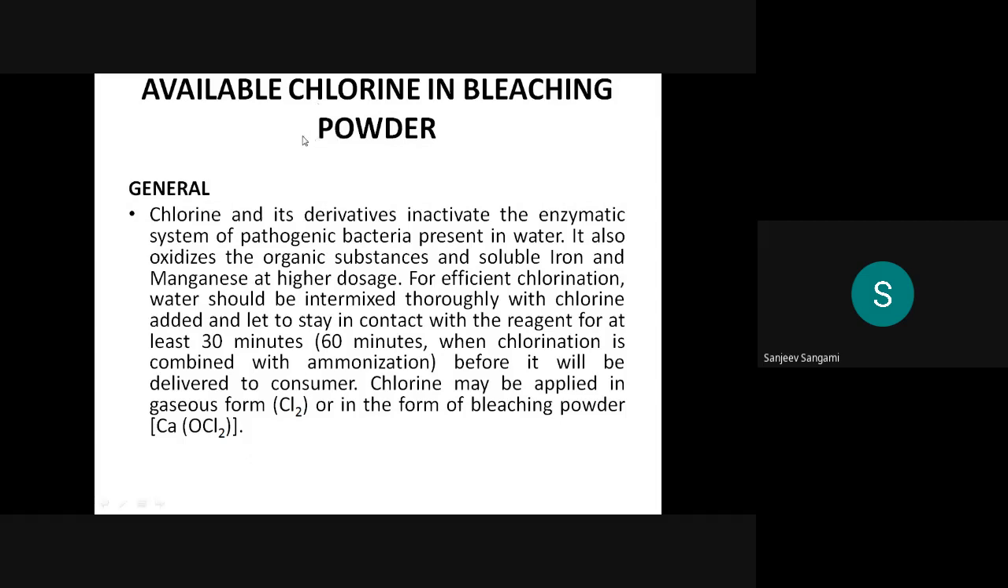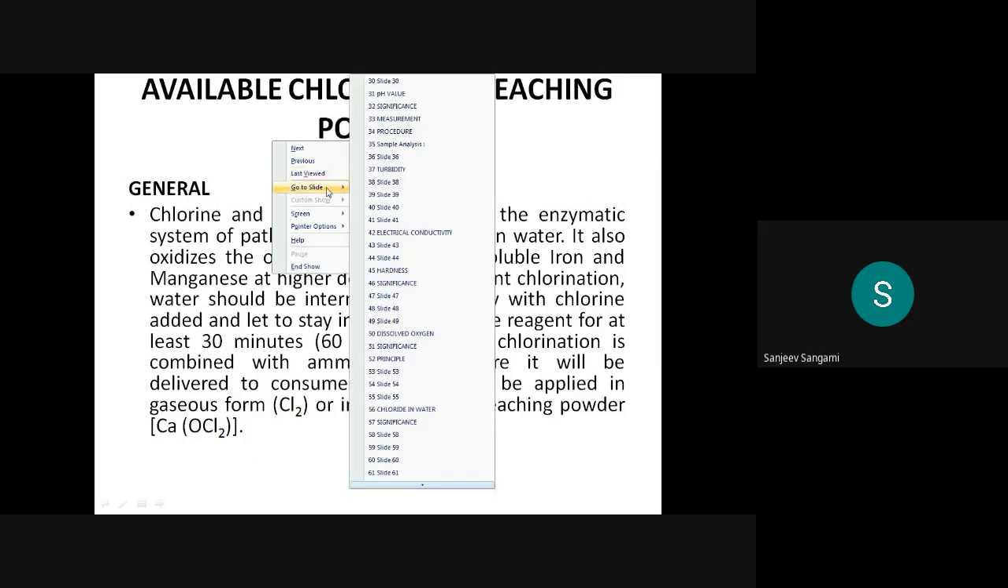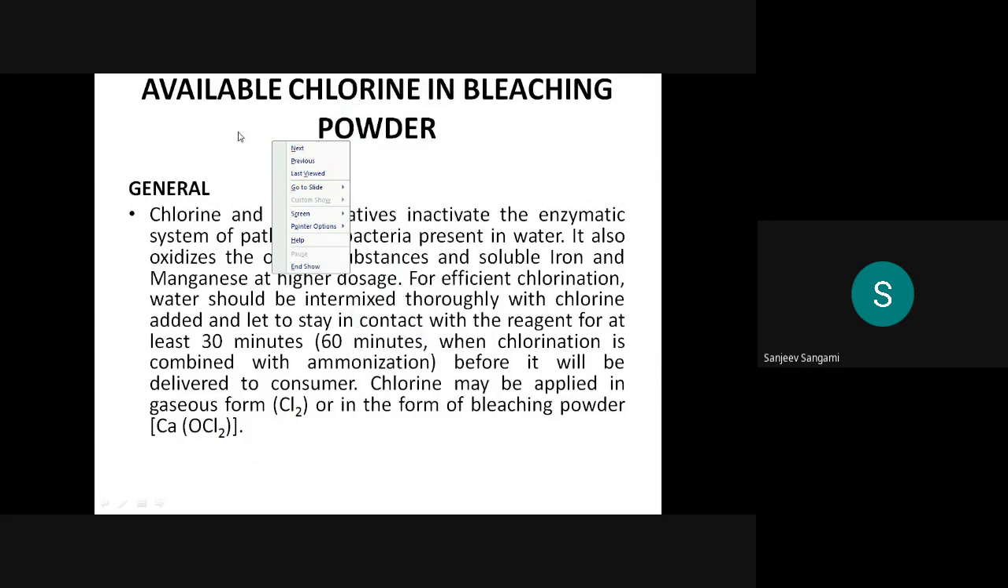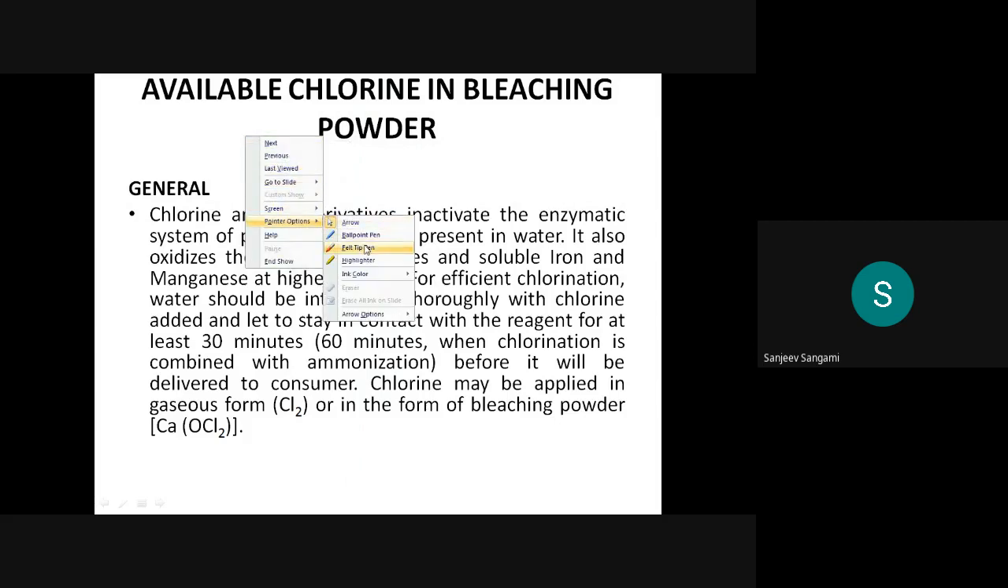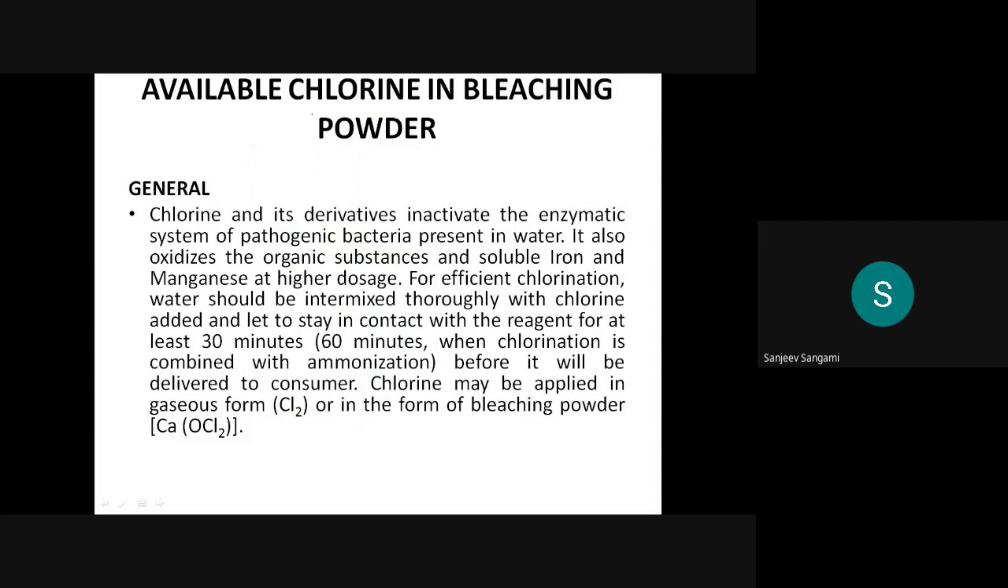In the previous class, we were discussing the iron. There we covered the importance as well as the significance of that iron. Today we'll start with the available chlorine in bleaching powder. The way this available chlorine in bleaching powder is important, and why is the chlorine used?